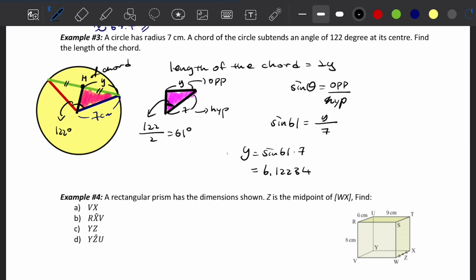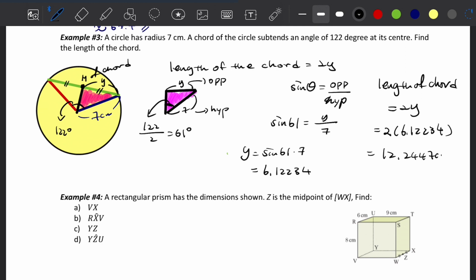6.12234. But since we need to find the length of the chord, which is equal to 2y, we have to multiply 2 to the 6.12234. Then we get approximately 12.2447 centimeters. So the final answer is 12.2 centimeters.